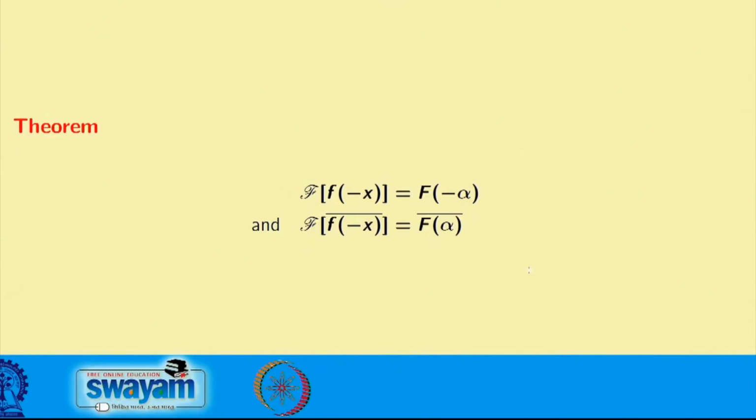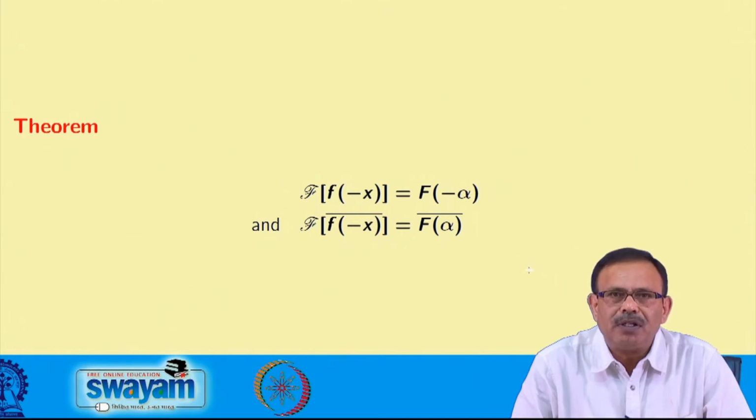So, welcome back. We are going through the properties and their applications of Fourier transform. So, let us go through some more properties of this. The next one is: Fourier transform of f of minus x equals capital F of minus alpha, and Fourier transform of f of minus x bar equals capital F of alpha bar.